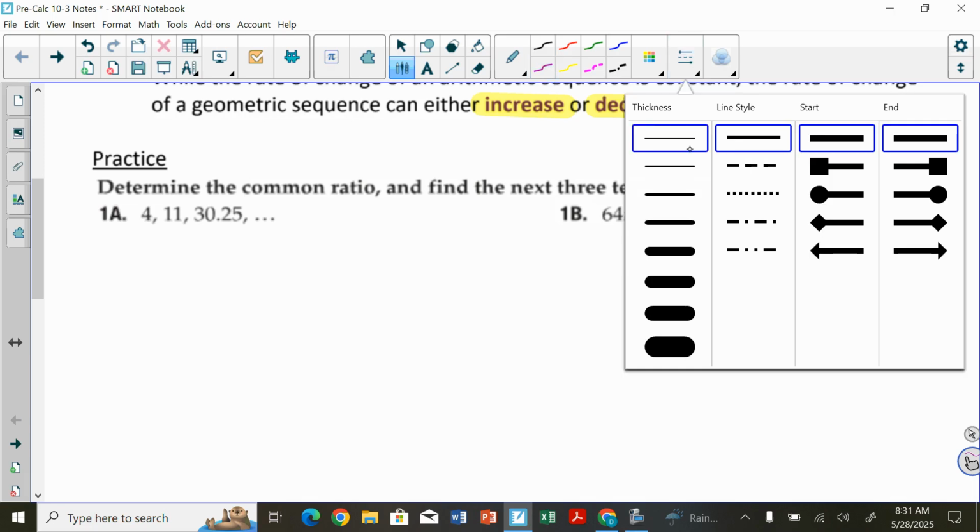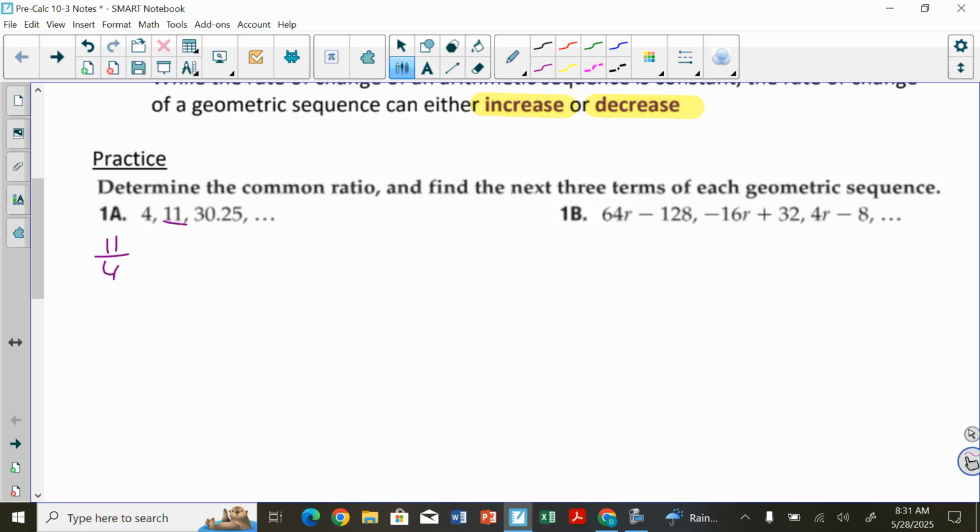So what we do here is take two terms just to make sure it's correct. I'm going to take this term here, 11, divided by 4, and I get 2.75. Now be careful, because that doesn't always mean it's going to work, because there could be situations where you divide and you don't get a common ratio, and then it's not a geometric sequence. So we have to take the next term too and check it. We take this one here and divide it by 11, and you get the same number, 2.75. So now I know that that is my r value.